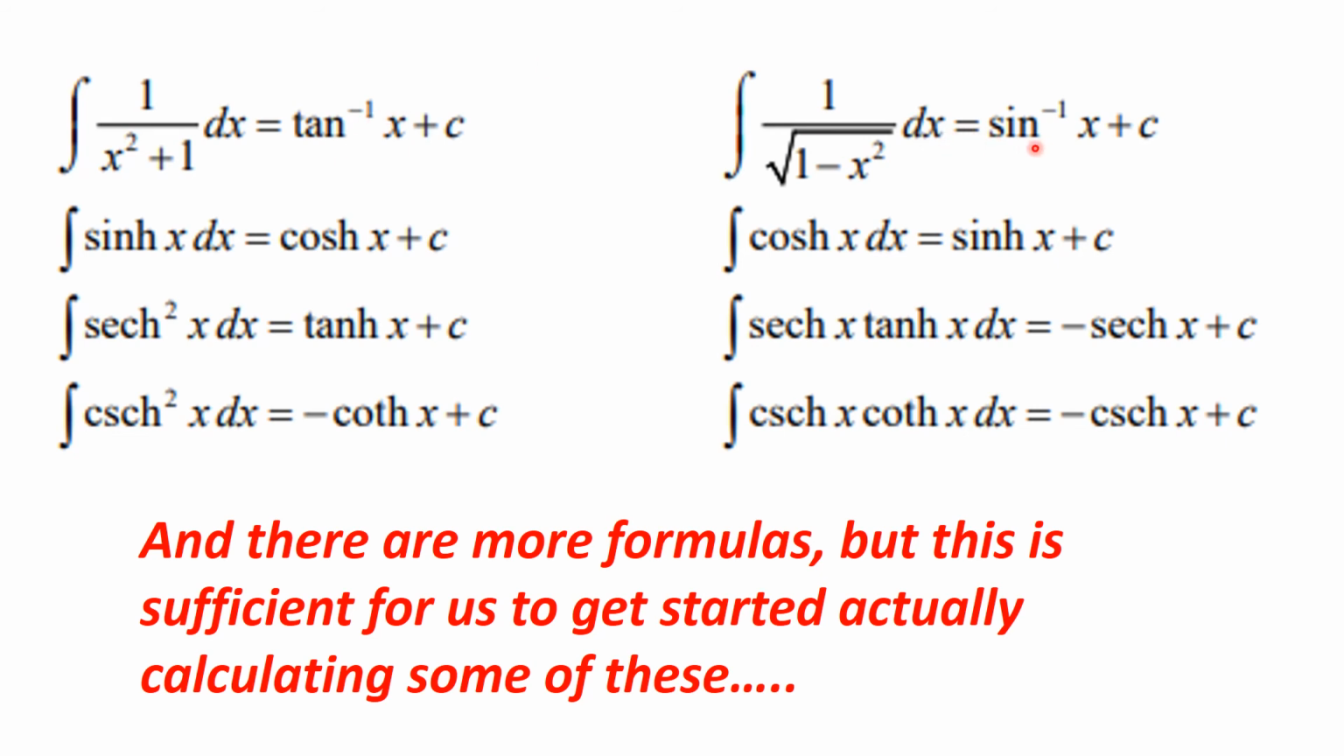We learned that the derivative of the arcsine of x is equal to 1 over the square root of 1 minus x squared. That means the indefinite integral of 1 over the square root of 1 minus x squared dx is the arcsine of x plus c. We also had these identities for the hyperbolic trig functions. There are even more formulas, but this is sufficient for us to get started and actually calculate some of these. I hope you have been compiling your list.